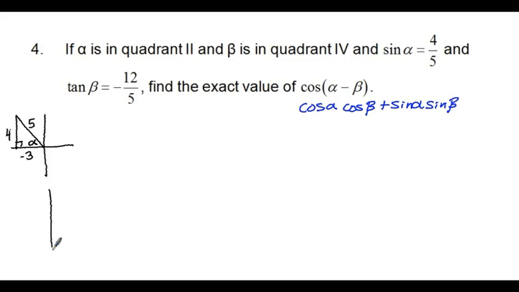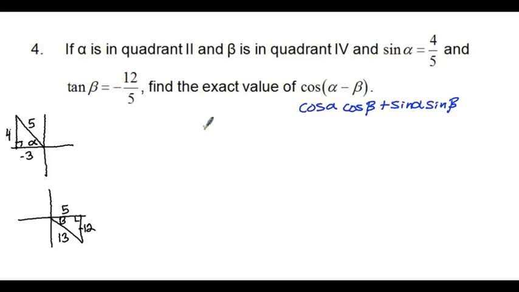Do the same thing for beta, which is in quadrant 4. So this is beta here. It says tangent, which is opposite over adjacent, is a negative 12/5. So the 12 is a negative and the 5 is positive. You have your 5, 12, 13 triangle, a Pythagorean triple there. Now I can plug everything back into the formula that we have and be able to figure it out.